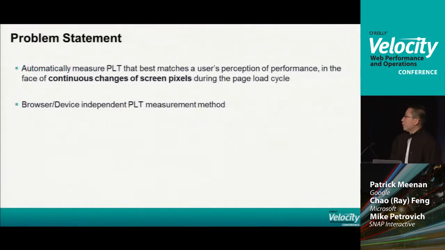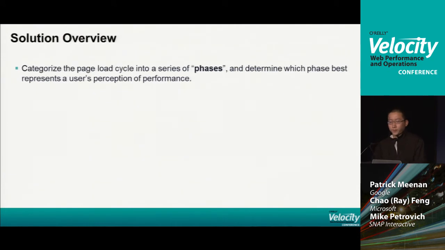So today we want to solve this problem. We want to solve the dynamic web page rendering problem, like some ads suddenly popping up. Or we want to have it be cross-device and browser independent. So how are we going to solve this problem? First, we want to categorize the whole page load cycle into a series of phases, like big chunks, and determine which phase really best represents a user's perception of performance.